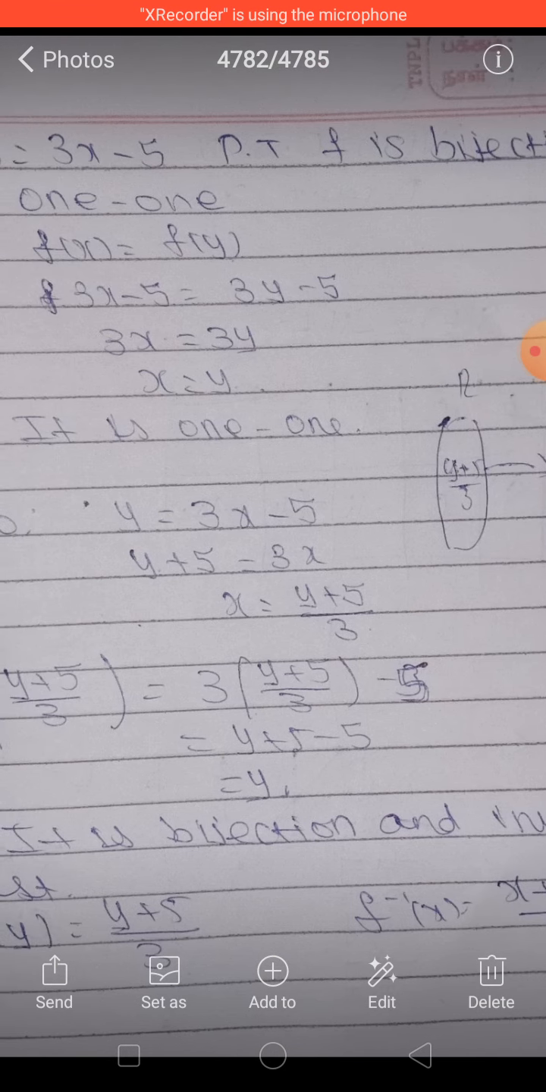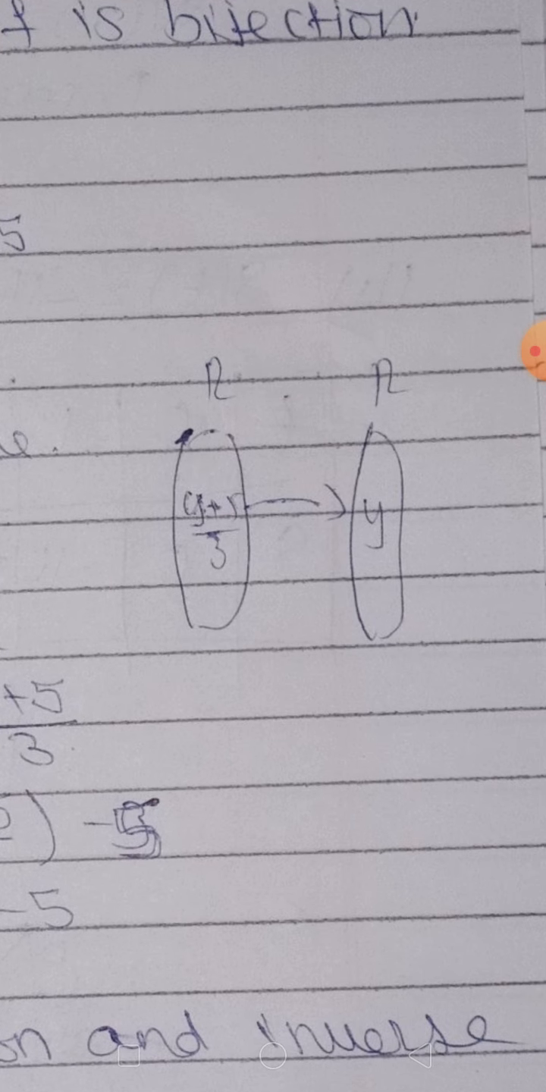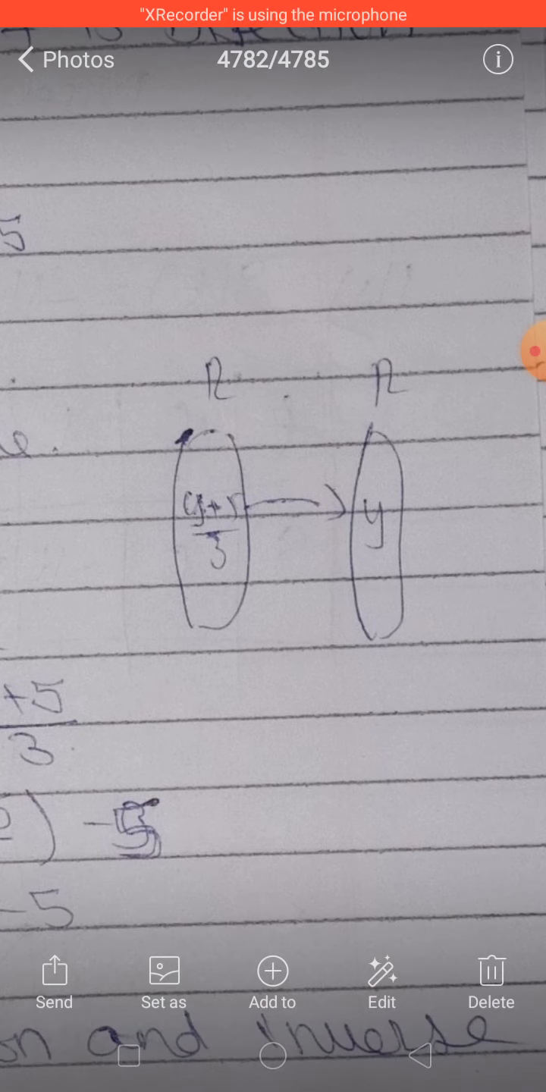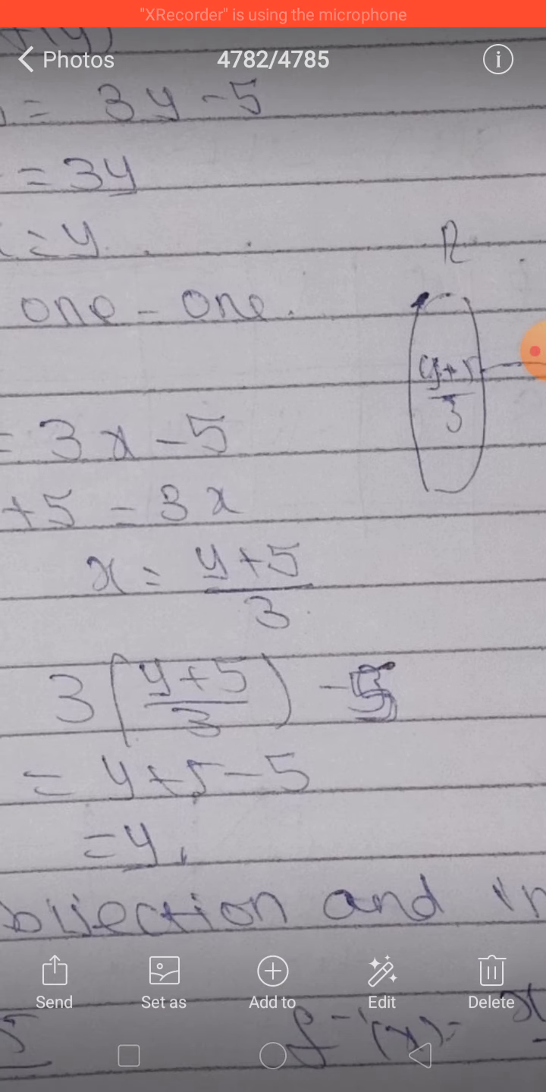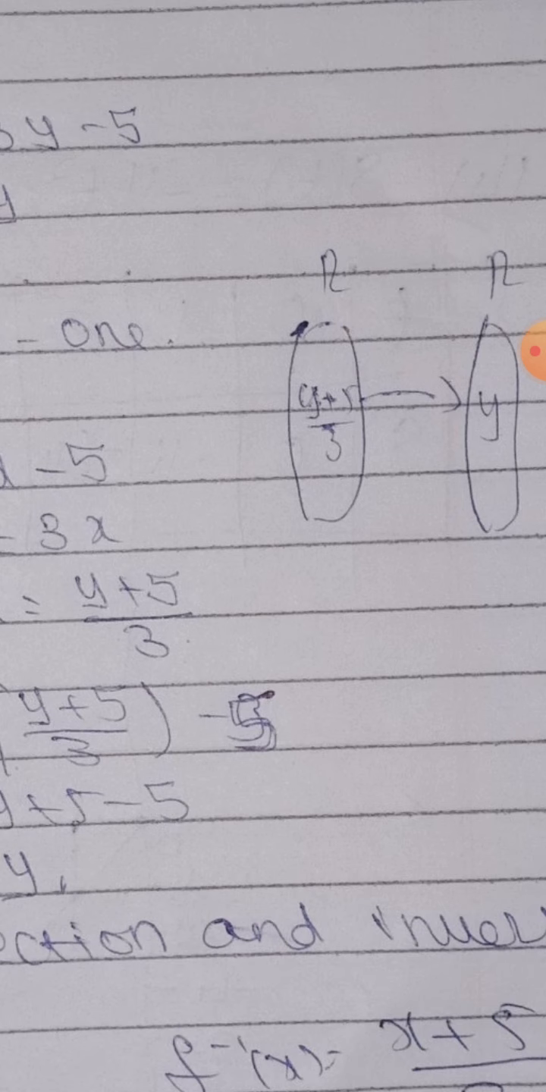Why I find x is equal to y plus 5 by 3, which means, so now look at the diagram. So this is the first set, this is the second one. Okay, so the first one is x, the second one is y, but in the place of x I can write y plus 5 by 3. Why? Because I just found that the x value is y plus 5 by 3. So in the place of x, y plus 5 by 3 maps onto y.